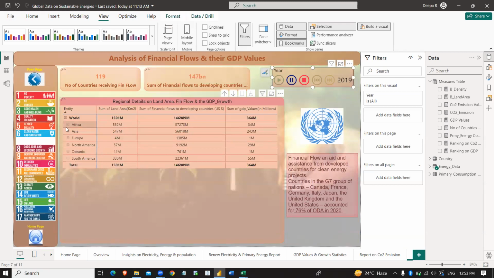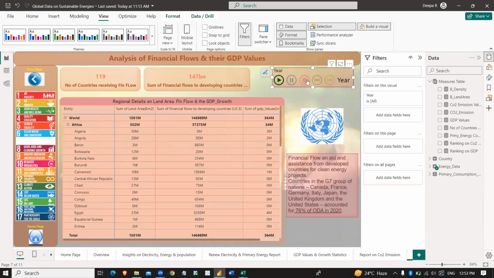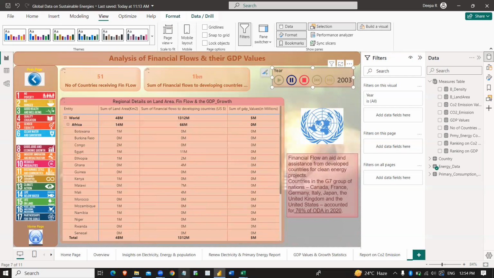Running just a minute. So let me take you to the inside page.